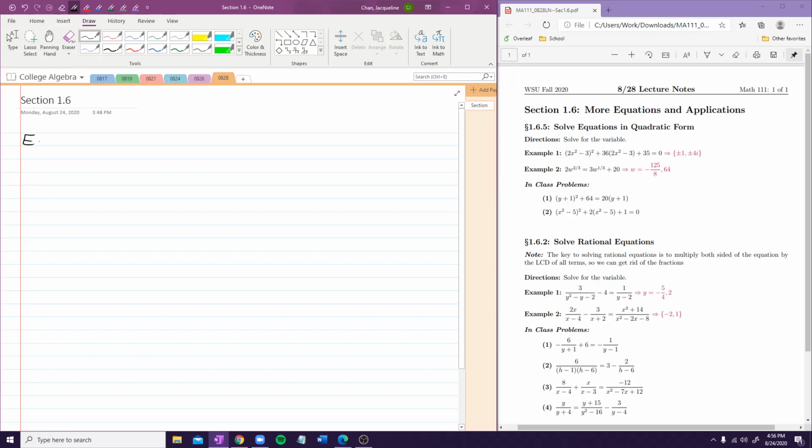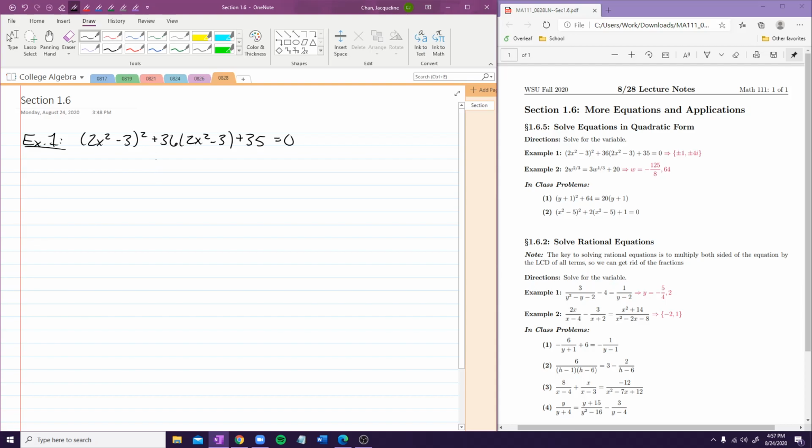So example 1 here, we are given (2x squared minus 3) quantity squared plus 36 times the quantity 2x squared minus 3 plus 35 equal to 0. So how do we know this looks like a quadratic equation? Well, there's something squared, and then a coefficient times that something, and then a constant. The biggest thing is that we know it's a quadratic because there's a squared right there.